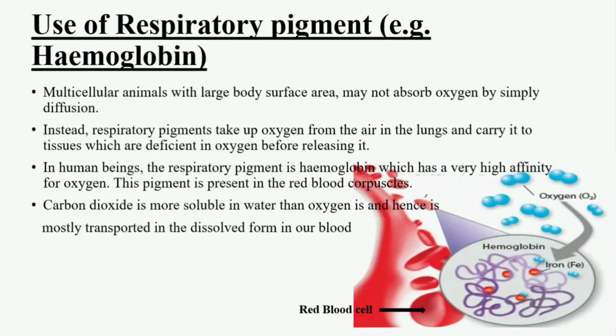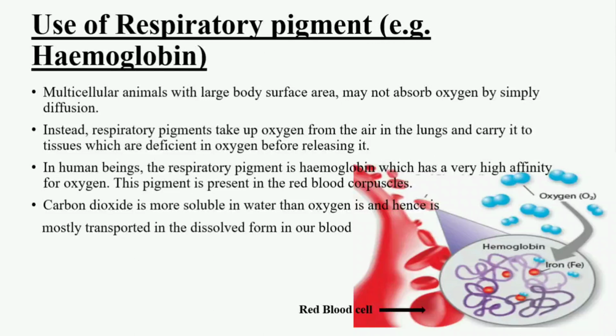After this, now let's move on to the next slide. Use of respiratory pigment called hemoglobin. Multicellular organisms, those who have a large body surface area, may not absorb the oxygen simply by diffusion. Instead of this, we need a respiratory pigment which will attach to the oxygen, and that will further release it to the different parts of the body tissues, and this oxygen will be used for aerobic respiration.